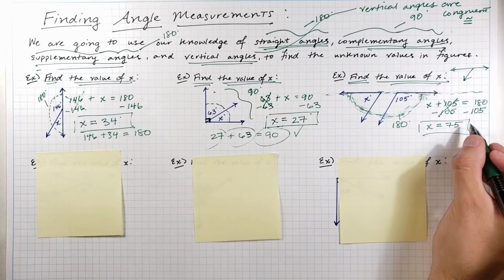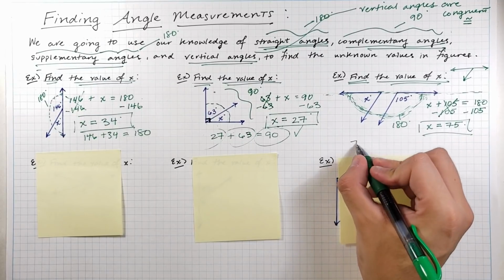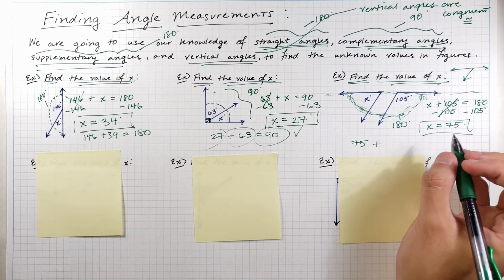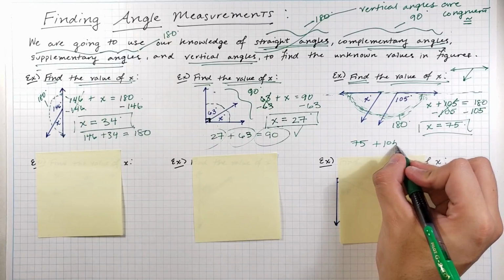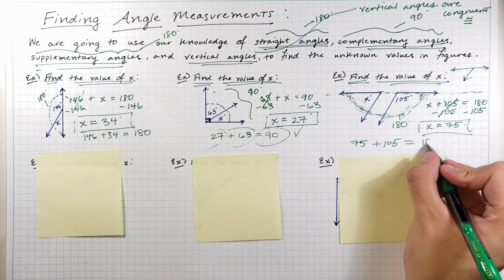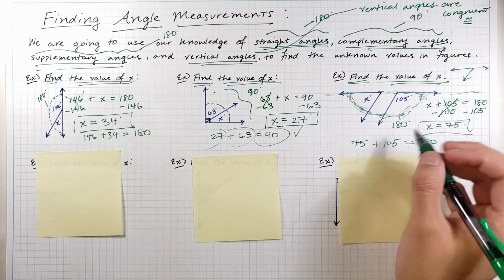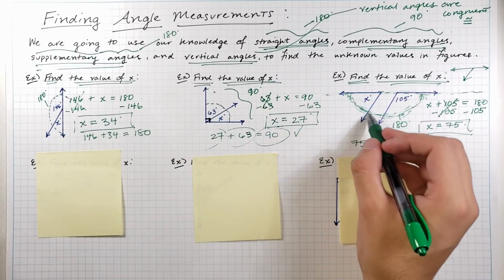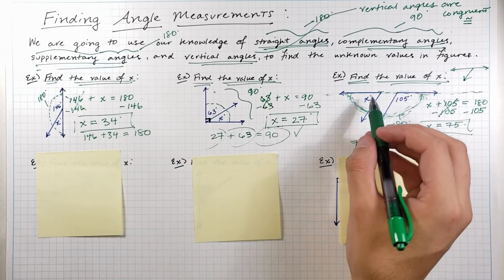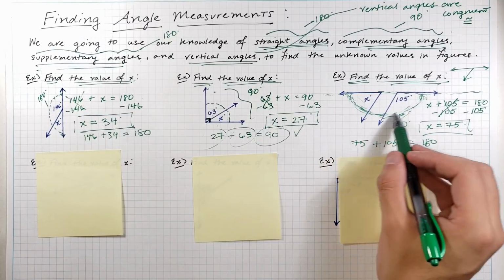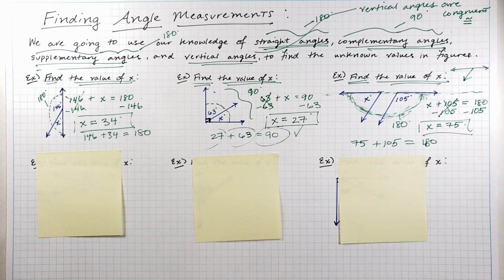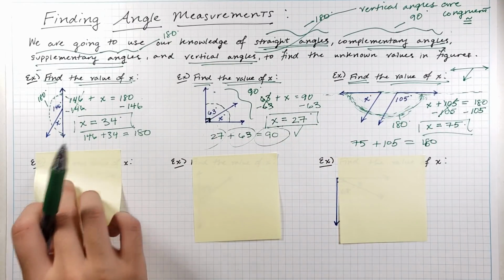And sure enough, that works. Because when you do 75 plus 105, you get 180, which is what this has to be equal to because of this arc here, because it's a straight angle. You kind of have to piece them together. You'll get better with this as you practice. Let's look at this one.